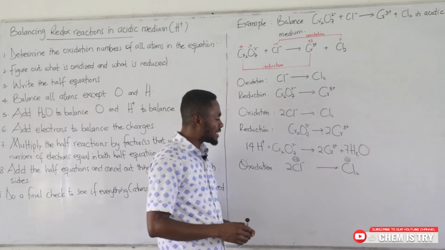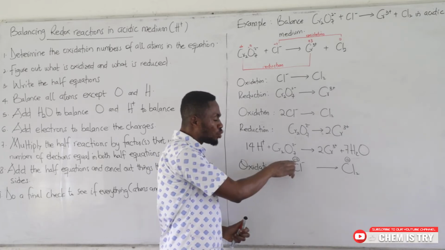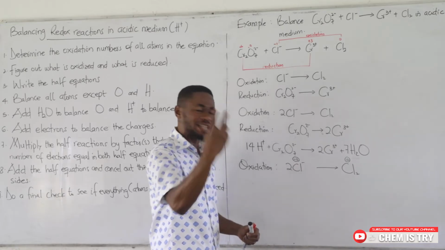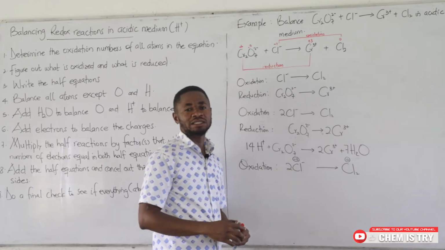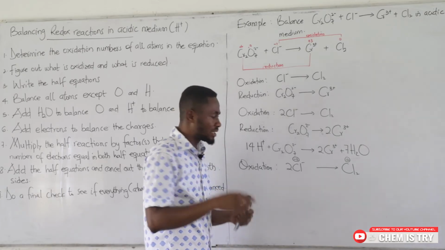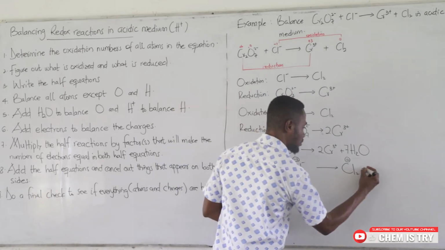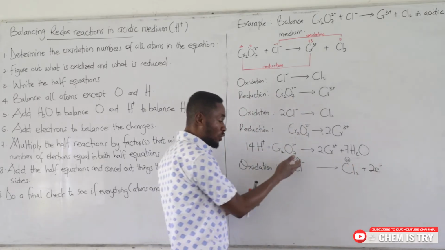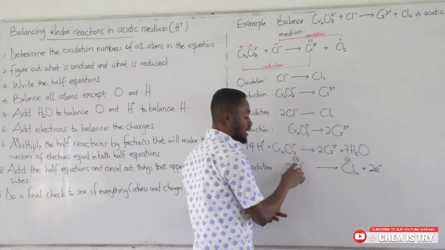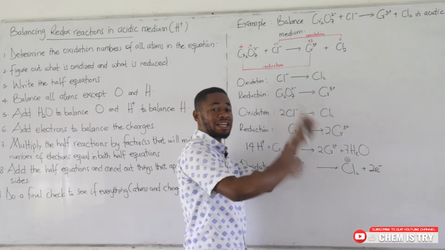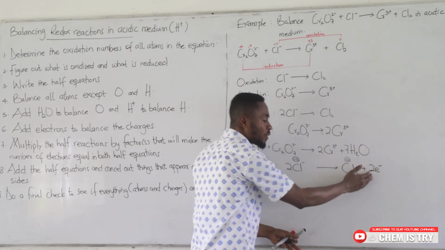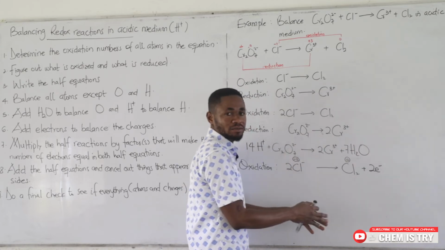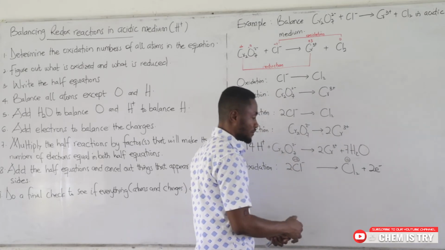Now when you look at it critically, having a -2 charge here tells us that we have 2 excess electrons here at the reactant side. So to balance the charges, we are going to add 2 electrons to this side, so that the charge over here will become -2, which means we have 2 excess electrons, and here too we will have 2 electrons. So the charges will be balanced.